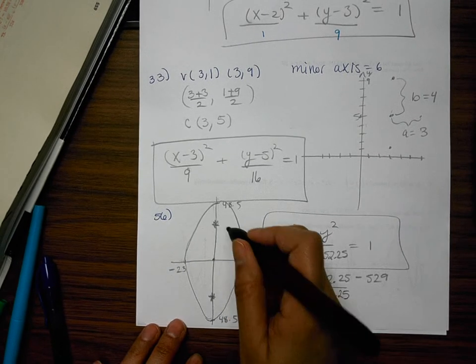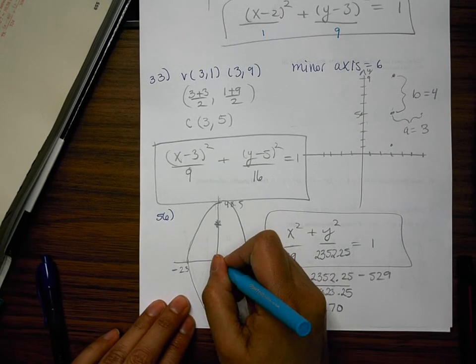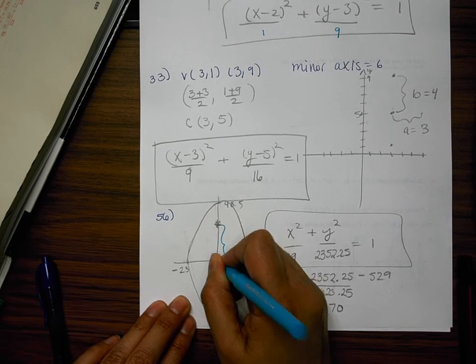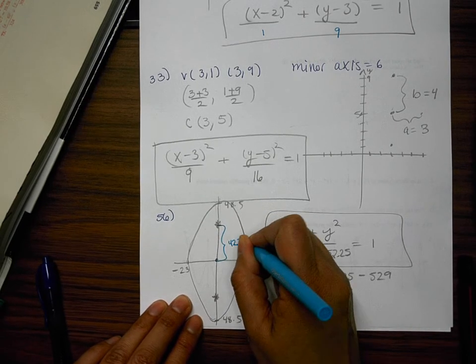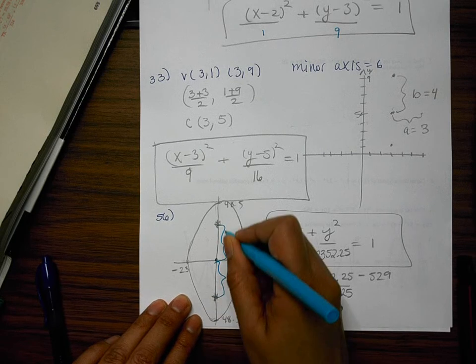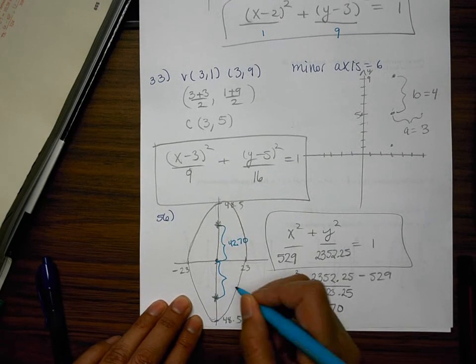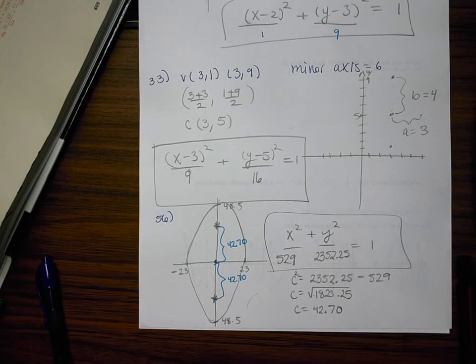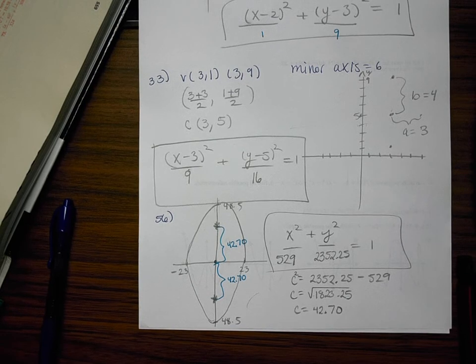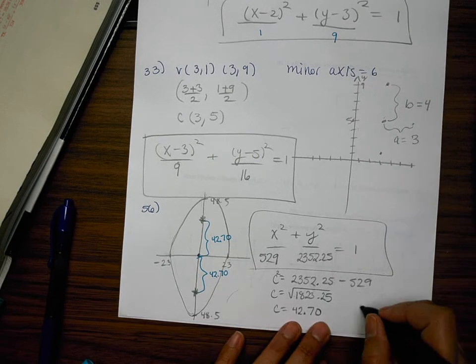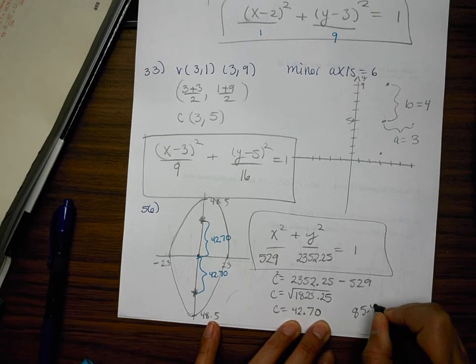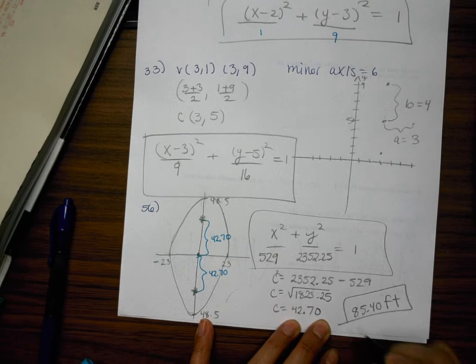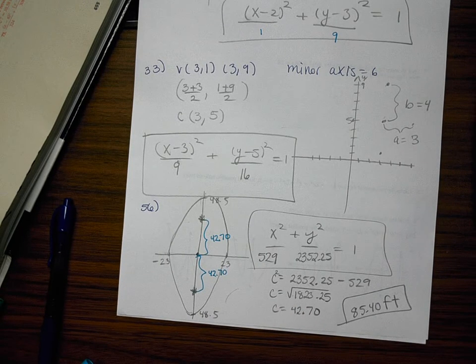42.70. So the length here from the center to that star is 42.70, but they're asking for the length between the two foci. It said find the distance between the foci, so you just double it. 42.70 plus 42.70, and you end up with 85.40 is the length between the foci. And that is it for this section of homework questions.